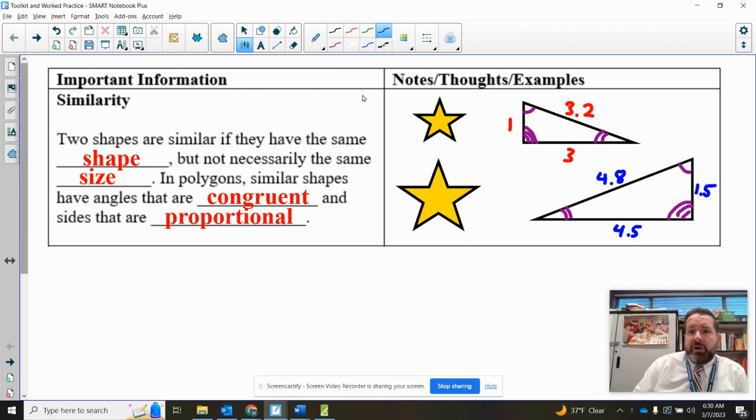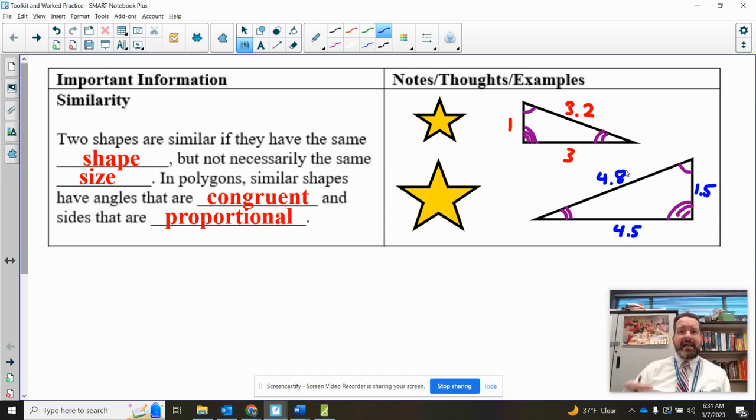So here are some examples. The little star and the big star, they are both the same star shape. It's just that one is a little smaller and one is a little bigger. Same shape, maybe different size, similar. The same is true for these triangles. These triangles, even though they're facing different ways, they're the same shape, just different sizes.